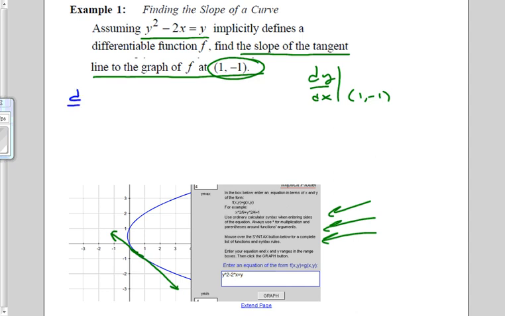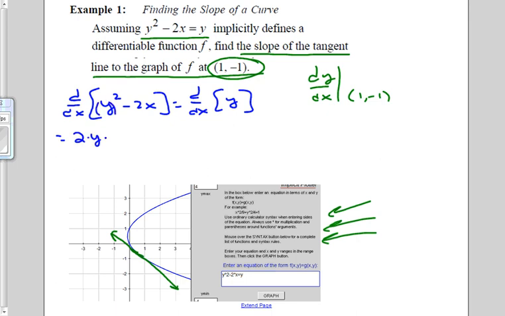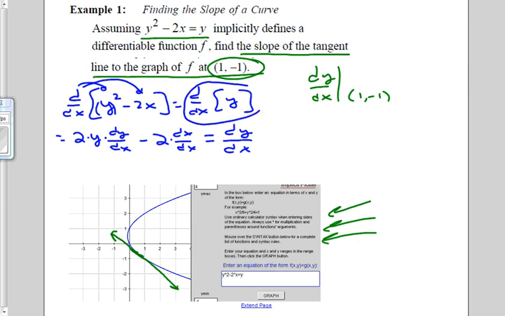So we're going to take the derivative of both sides of the equation. And when we take the derivative of the left side, the derivative of y squared, it's power rule, so it's going to be 2 times y, and then times the derivative of y. Well, that's dy/dx. And then when we take the derivative of negative 2x, that's just negative 2 times dx/dx, but dx/dx is just 1. And that equals dy/dx. That's the derivative of the right-hand side.